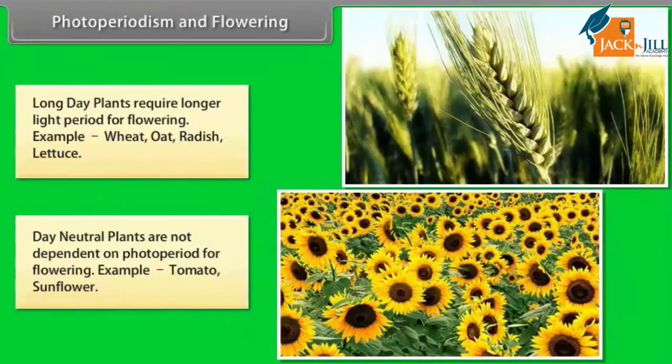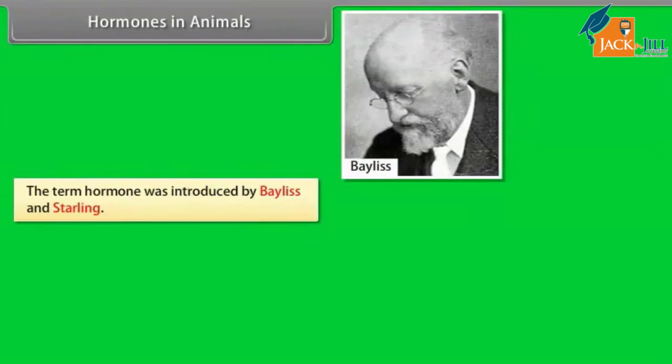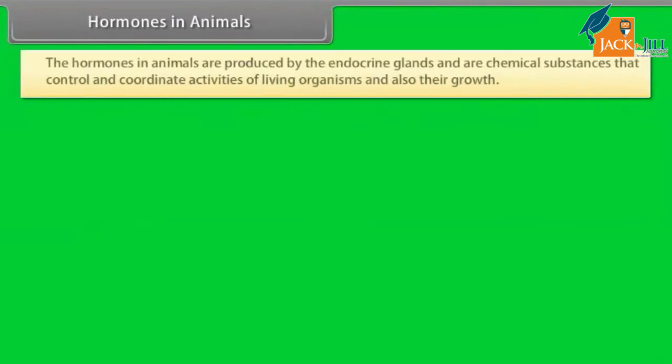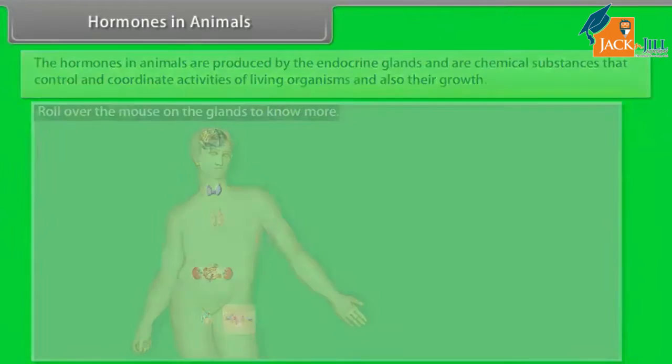Example, tomato, sunflower. Hormones in animals. The term hormone was introduced by Bayliss and Starling. The hormones in animals are produced by the endocrine glands and are chemical substances that control and coordinate activities of living organisms and also their growth.